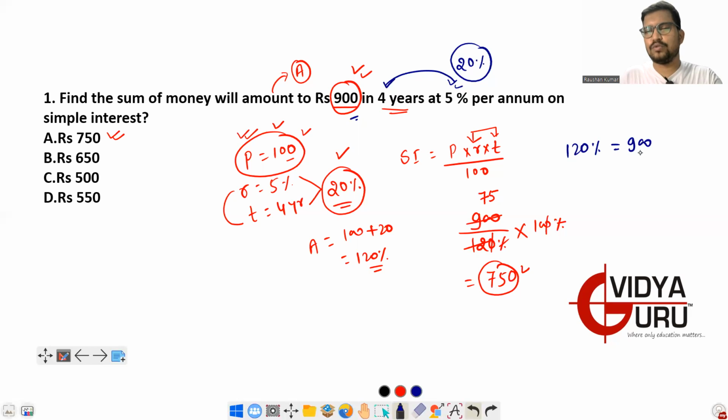You can say 120% should be 900, just the unitary method. So we need the value of... The question is asking here, find the sum. So the sum will be 100%. So how much should it be?